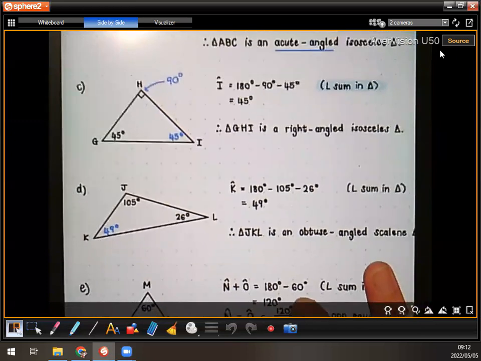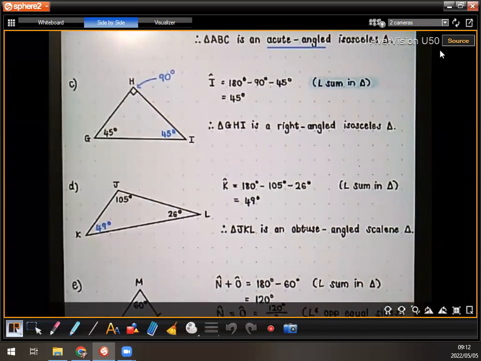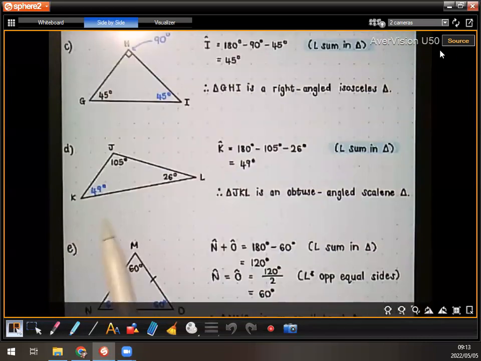Right, then when we get to D, similar to the top one, they've given us two of the three angles. You have to calculate the third one by saying 180 minus 105 minus 26. You have your reason, angle sum in a triangle. Like I said, every single time you do a 180 minus, you have to write angle sum in a triangle, even if you've written it 6 times already. Okay, you have to write it every single time, please.